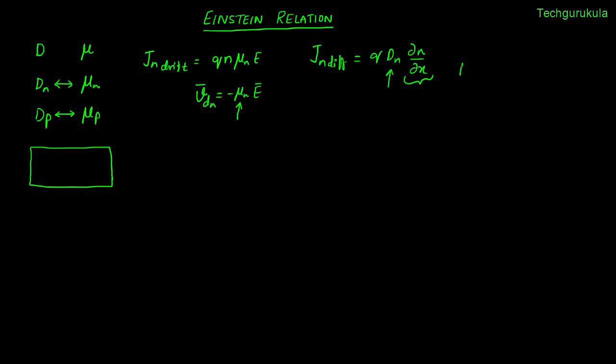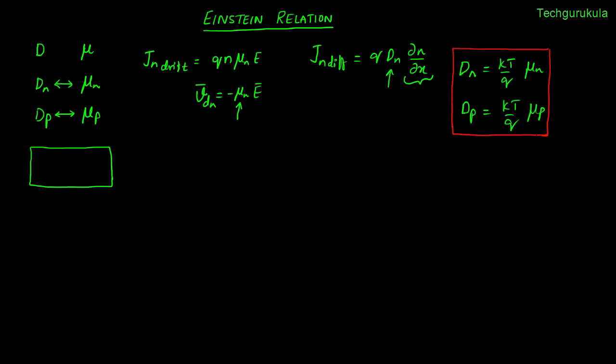This relationship says that Dn is actually given by kT over q times μn, and Dp is given by kT over q times μp. The units of mobility are centimeter square per volt second, and diffusion coefficient units are centimeter square per second. We saw these units when we defined those quantities. Looking at this, we can say the units of kT over q should be volts, so that volt gets cancelled and the units on left side will be equal to right side. So kT by q units is basically voltage, which is potential.